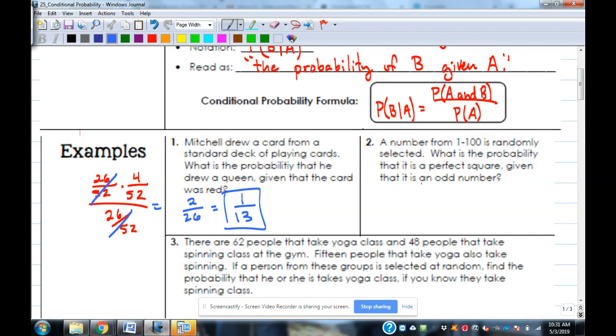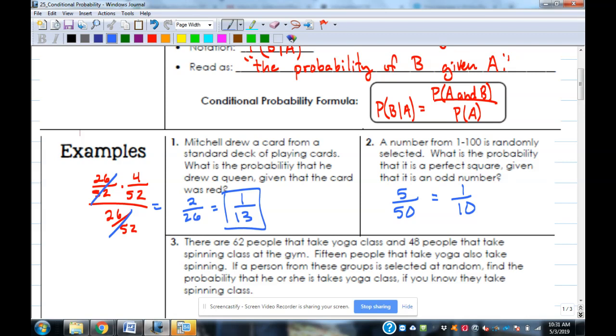So 5 out of 50 would be how much? 1 out of 10, right? So that's doing it by narrowing it down beforehand. We know there's 50 odd numbers, and then how many are perfect squares? There were 1, 3, 5, 7, 9, so 5 out of 50 is 1 out of 10, right? That's one way of doing it. I think that's maybe the more intuitive way of doing it.